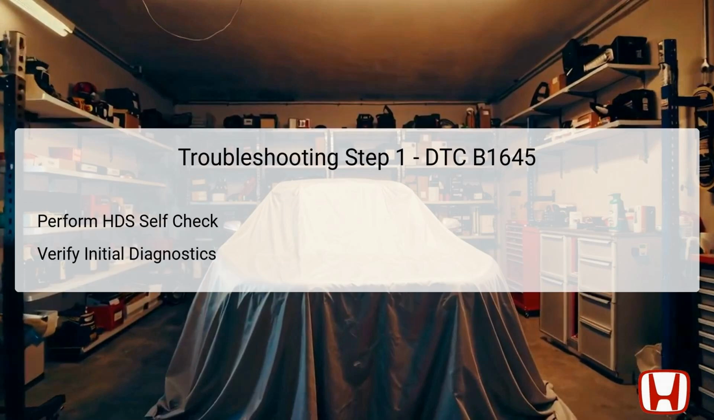The first step in troubleshooting DTC B1645 is to perform a self-check using the HDS, which stands for Honda Diagnostics System. This preliminary check is vital as it allows the technician to verify that the BCM is functioning correctly and that no additional error codes are present that might complicate the diagnosis. By initiating the HDS, technicians can gather critical information regarding the status of various components and systems in the vehicle.